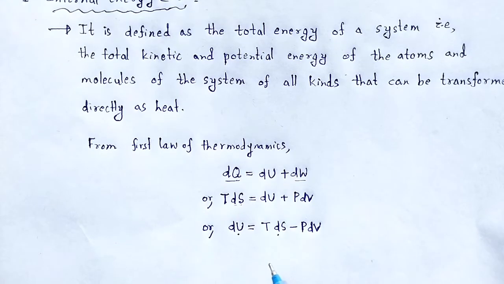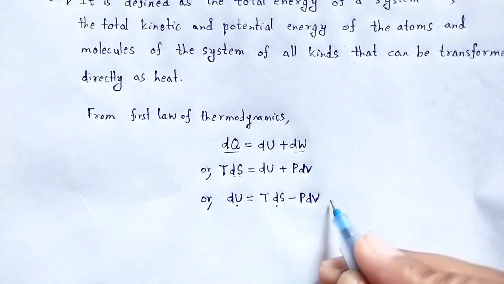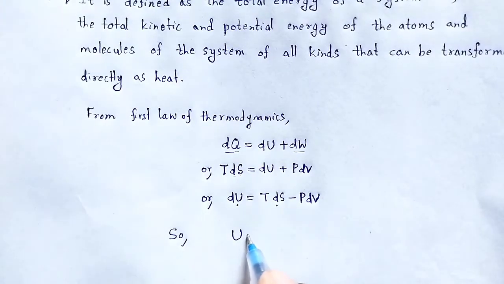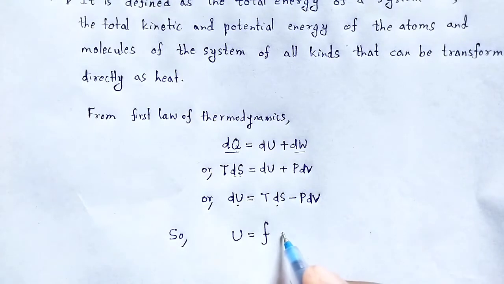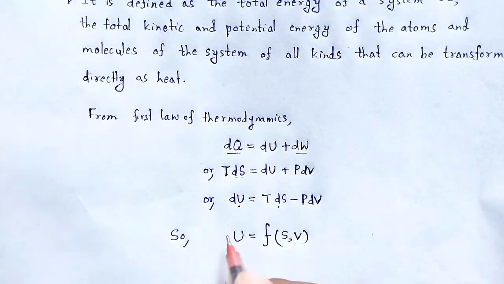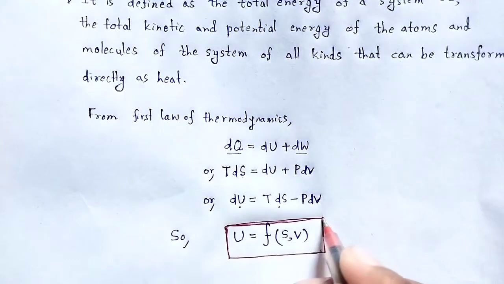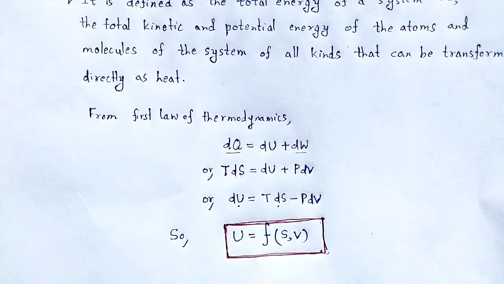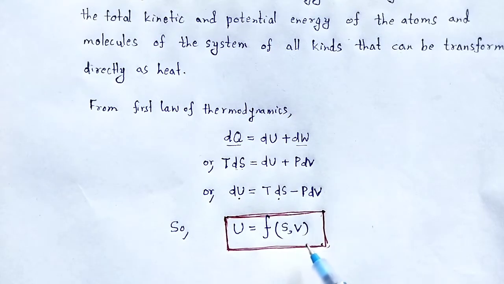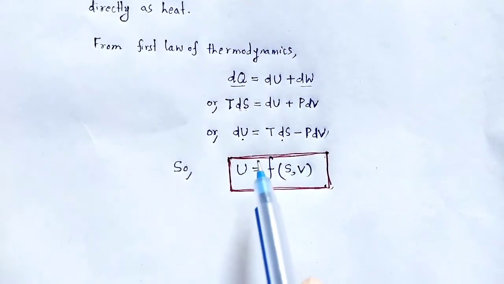That's why here we write U is a function of S, entropy, and volume V. U is a function of two variables, entropy and volume, so that the above equation can have two partial differential equations. Let me define here.